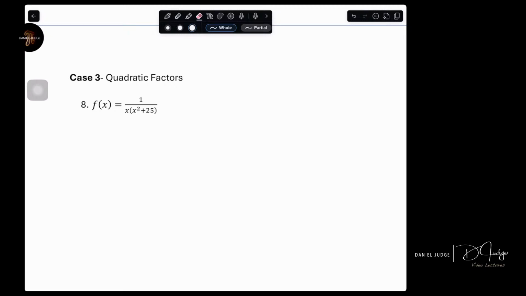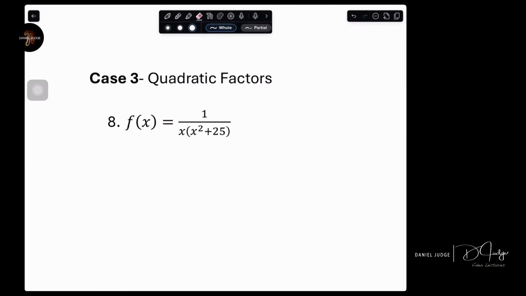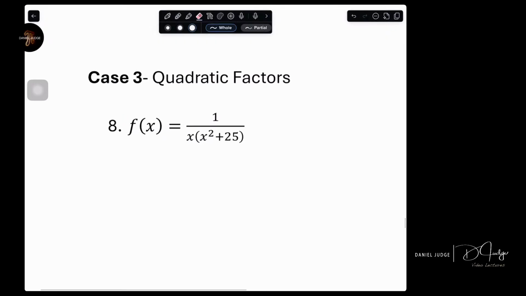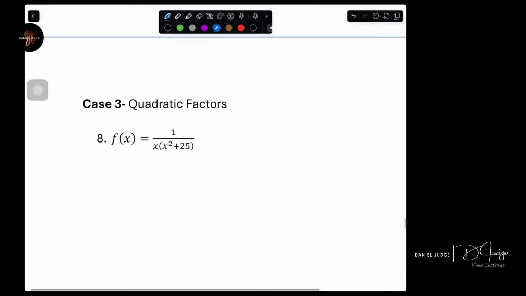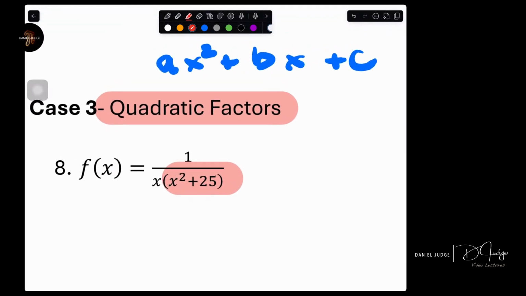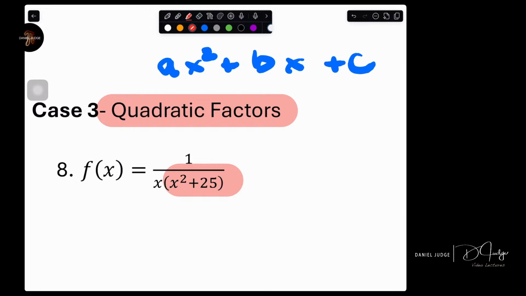Okay, we're going to take a look at what to do when you have a quadratic factor. Essentially, for partial fraction decomposition, this applies to whenever you have a factor that you cannot factor and you end up with it being quadratic.